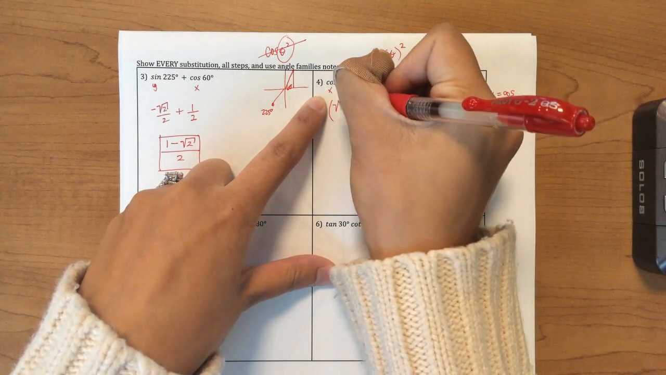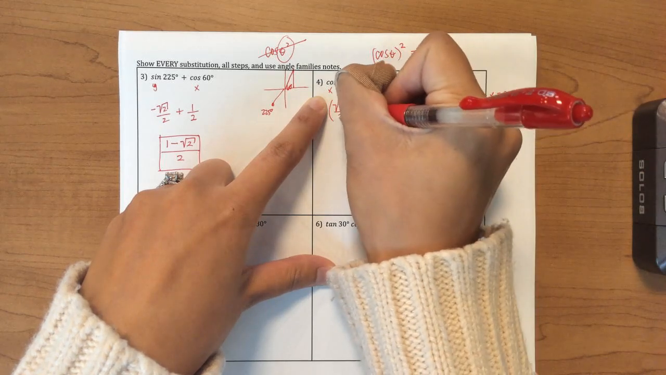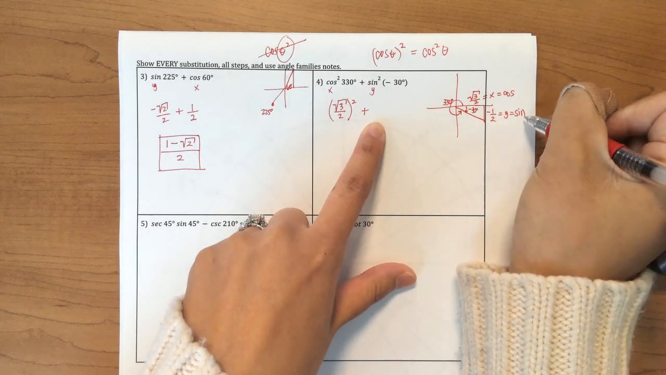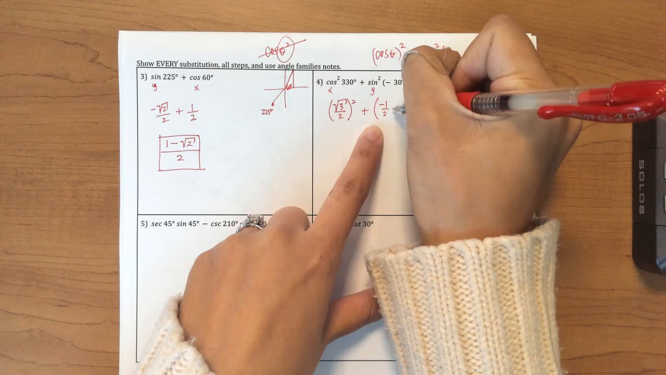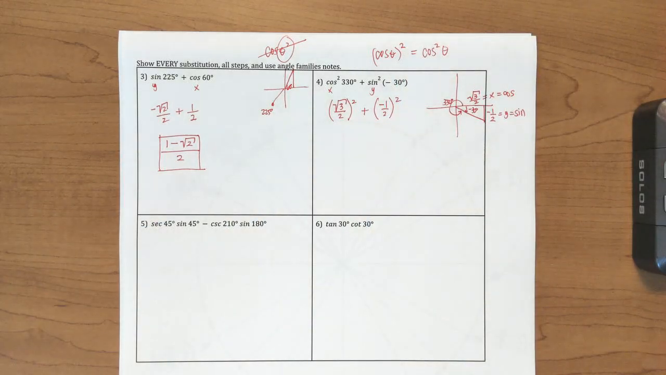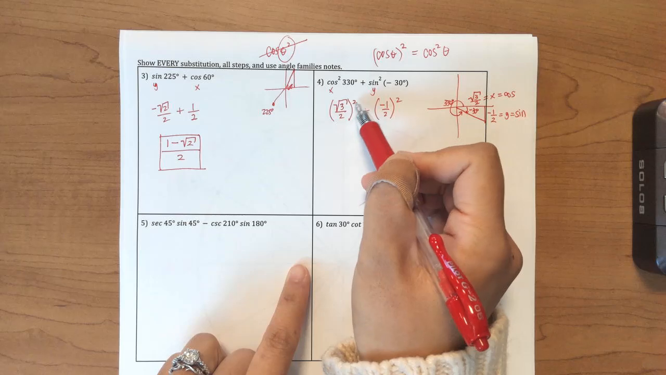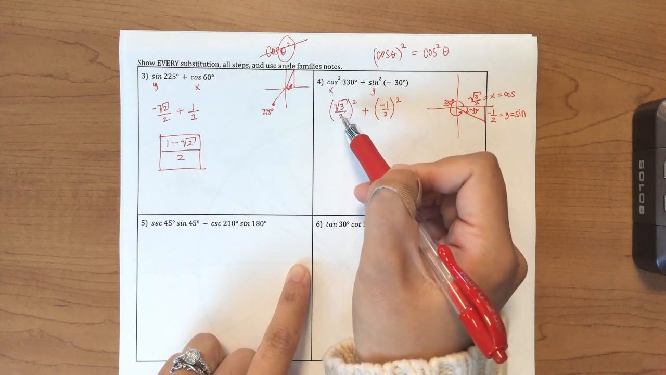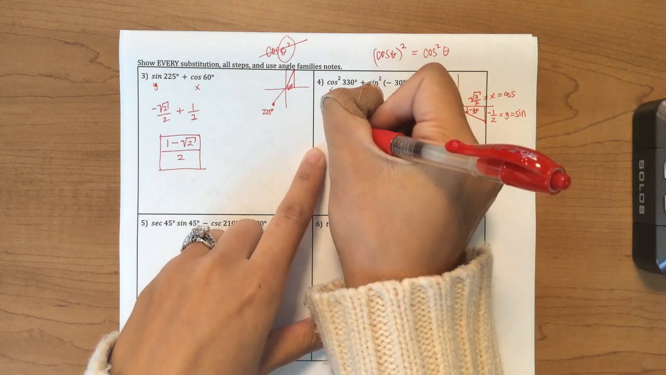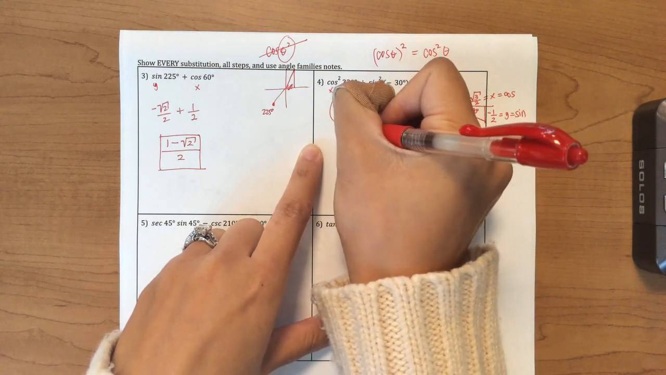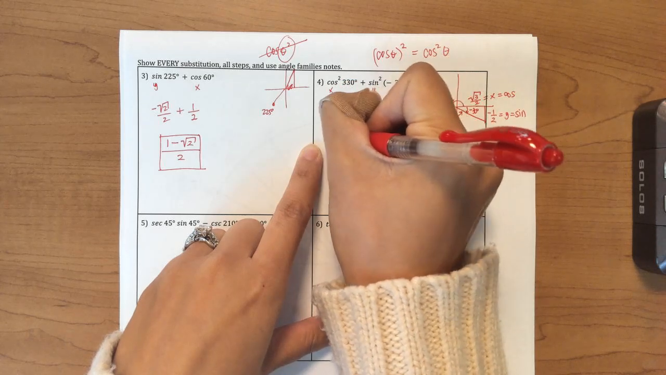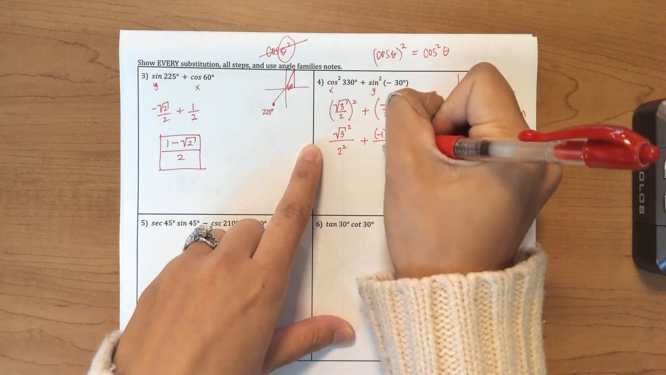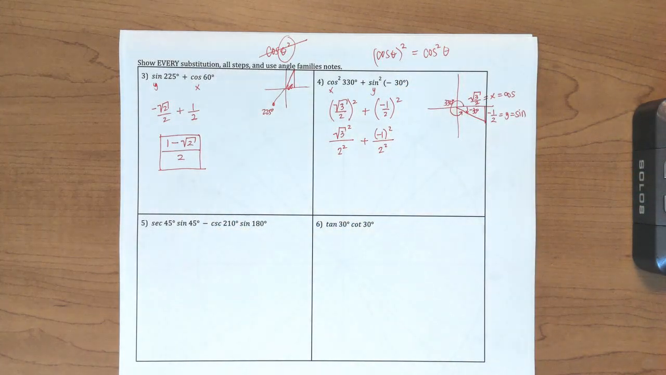So right here, x of 330 is this one, and I'm going to have it squared. So it's going to be root 3 over 2 squared plus sine of negative 30 is y, so that'll be negative 1/2 squared. Now be really careful. Please don't just cancel out these root 3's and squareds, because the 2 on the bottom also gets squared. So let me just write that out for you. Ready? This is the same as root 3 squared over 2 squared plus negative 1 squared over 2 squared. So you have to distribute your squared to everything.